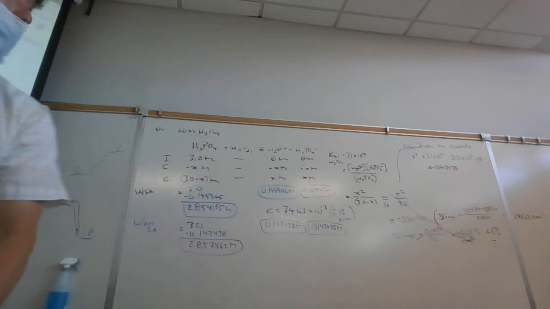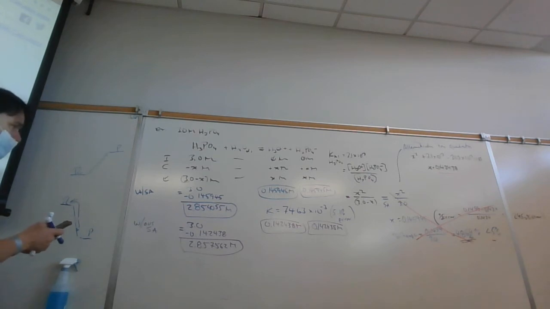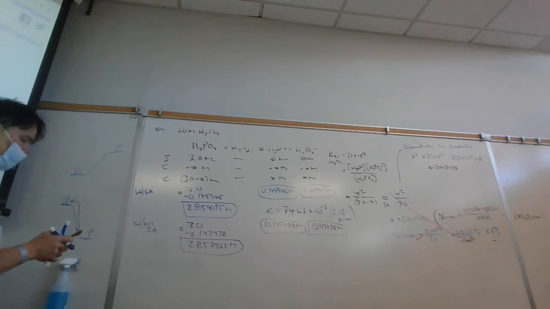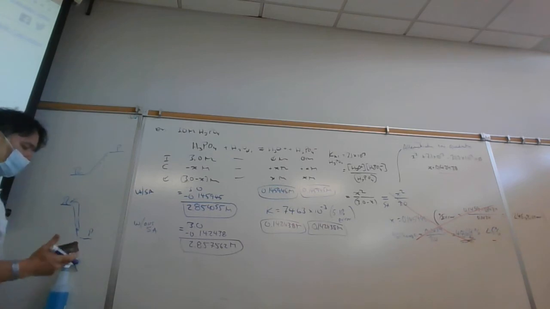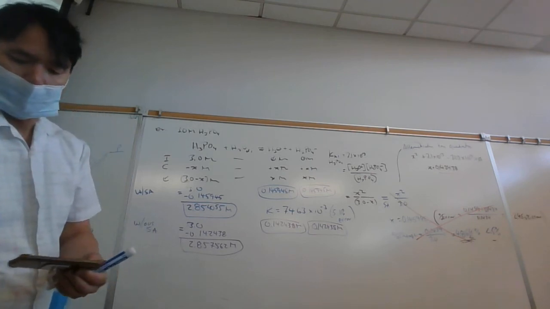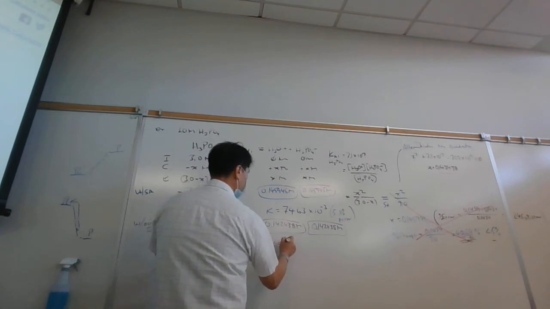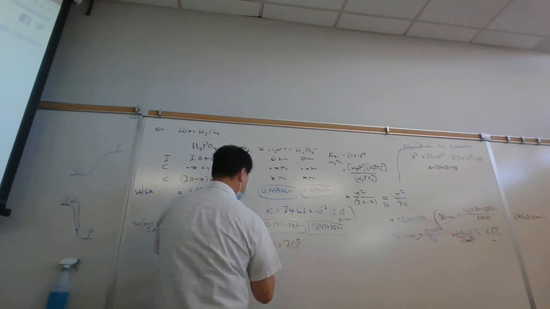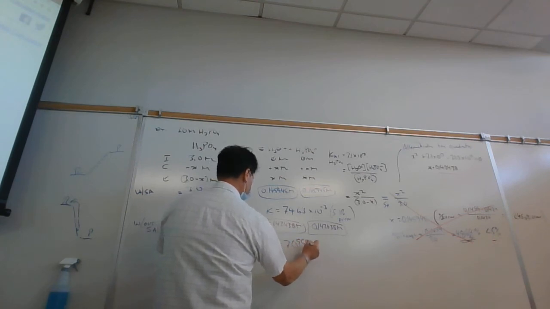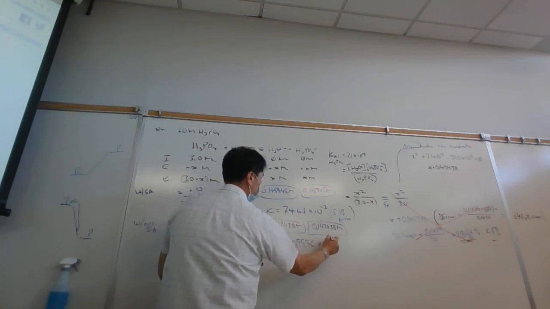Okay, so let's calculate our K value based on that. So 0.142438 squared divided by 2.857562. And so in this case, I get a K value equal to 7.09996 times 10 to the minus 3.